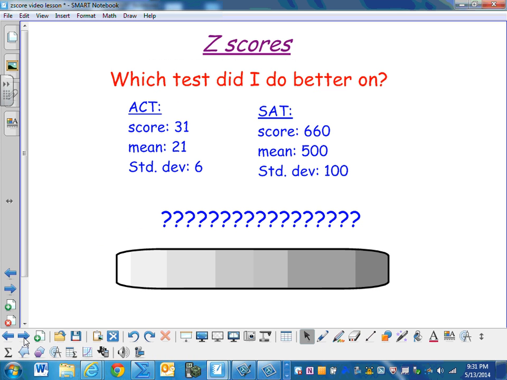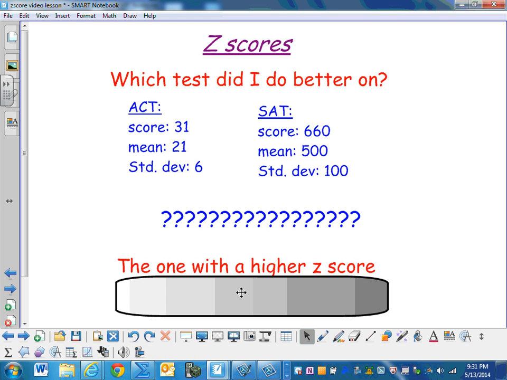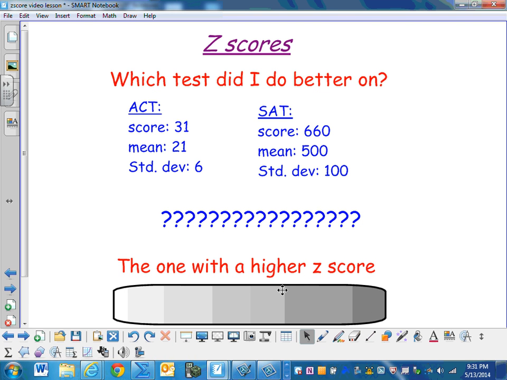So z-scores. So back to my ACT and SAT dilemma. Which test did I do better on? Well, by calculating the z-score for each test, I can compare them. And the test with the higher z-score is the one I did better on.